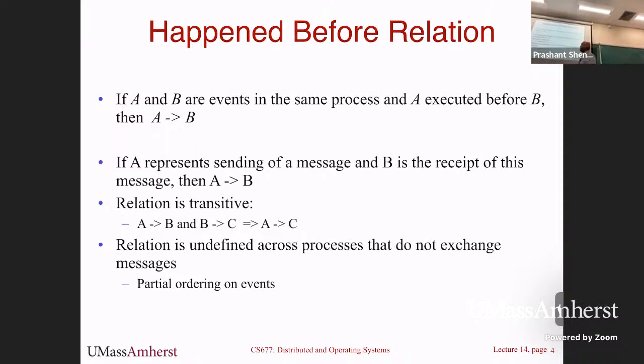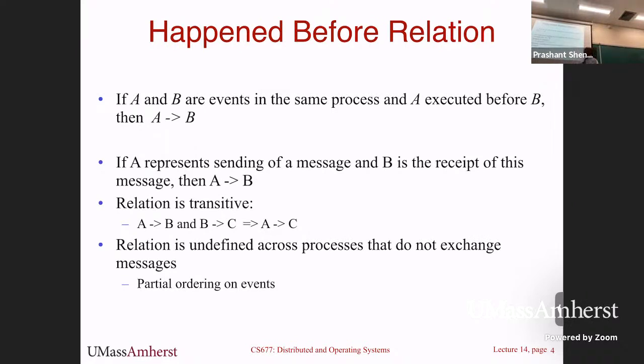Then the second thing is, if A is an event that represents the sending of a message, and B is an event that represents the receipt of the message, so A and B are essentially the send and the receive of the message, then also we know an ordering between A and B. In this case, also A happens before B. Those are the only two properties we need for this technique, because, as I said, local events are ordered, message passing is ordered.